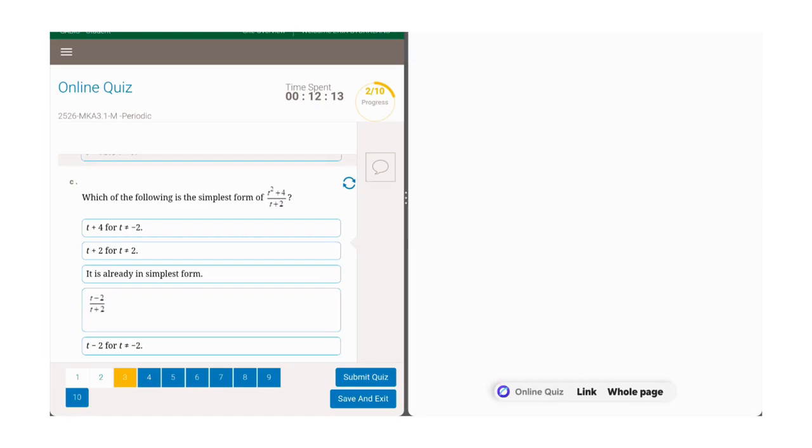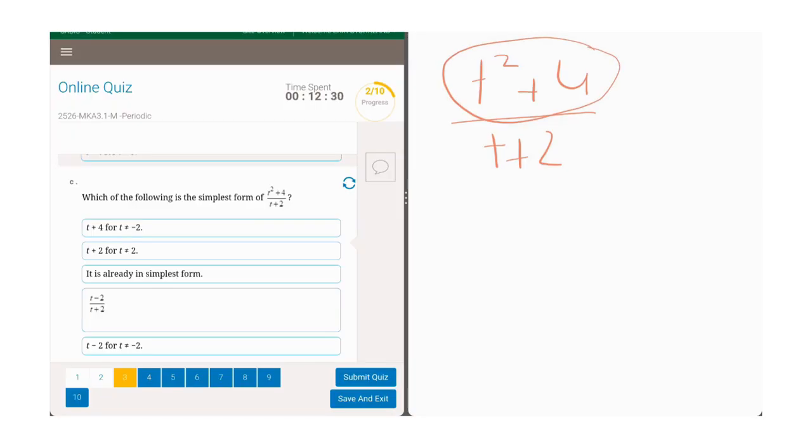Next question, we have to find the simplest form of t squared plus 4 over t plus 2. Here at the top it's t squared plus 4. This is already in simplest form. We cannot cancel this. We cannot factor this at all. The bottom, t plus 2, you cannot factor this as well, meaning this is already in simplest form, cannot be simplified more.